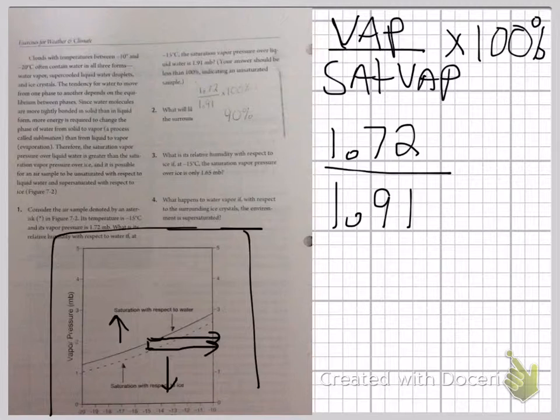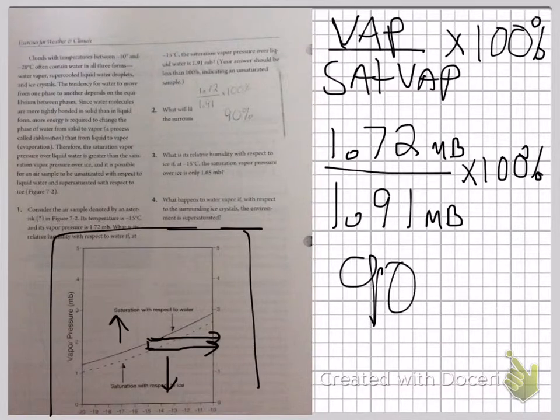That's the unit of millibars of pressure and millibars of pressure. And I'm going to times that by 100 to get my percentage. And when I do that, the answer will be 90. So 90%.